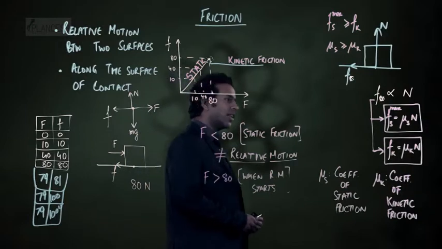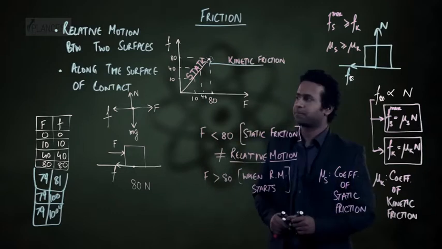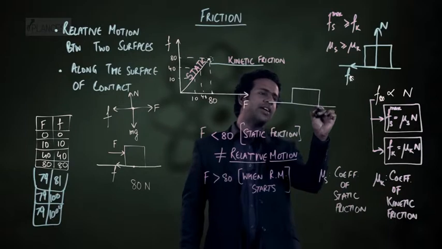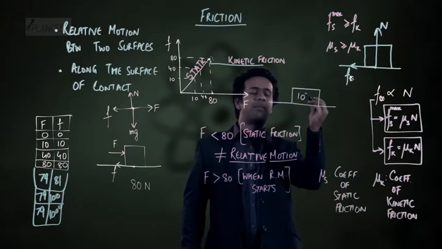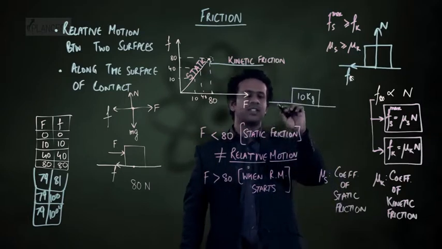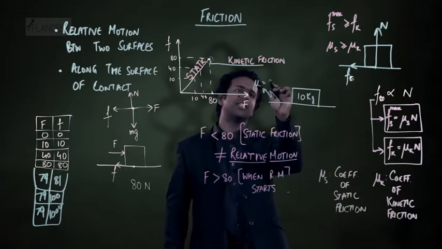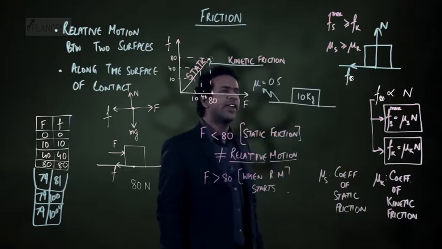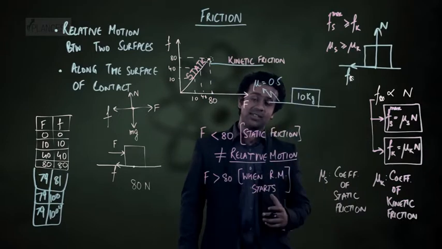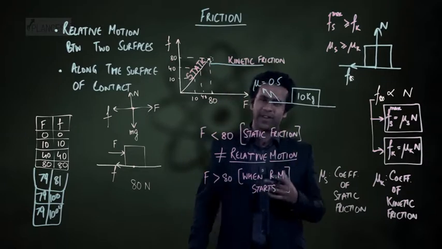Right. So once we understand this, let's take a simple example and implement this. Let's say you have a block of 100 newtons of mass 10 kg lying on a surface which has a coefficient of friction given by 0.5. When you're given a single coefficient, you can assume only in such cases that mu static is equal to mu kinetic, and that is given to be 0.5.